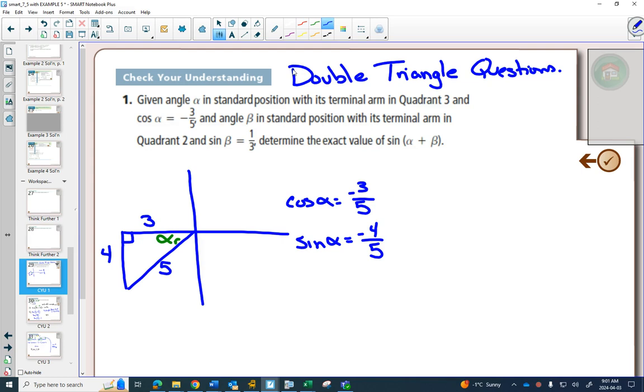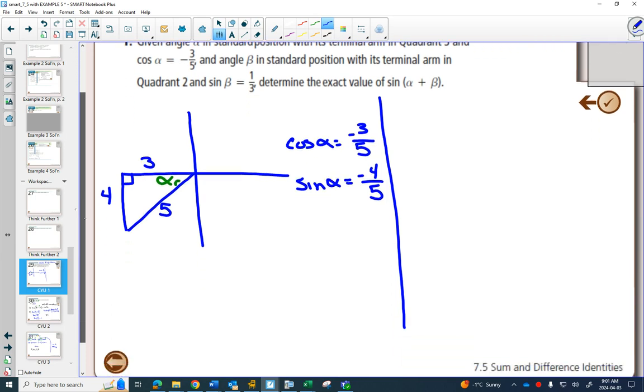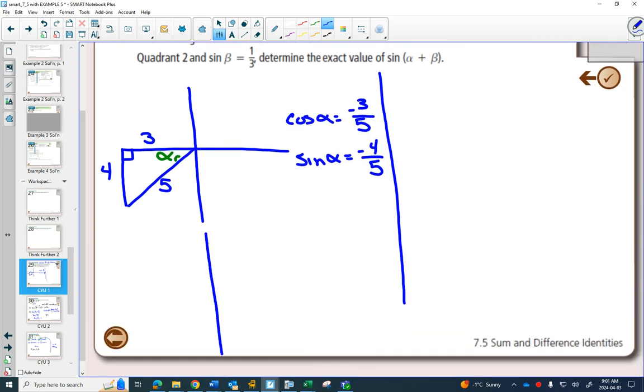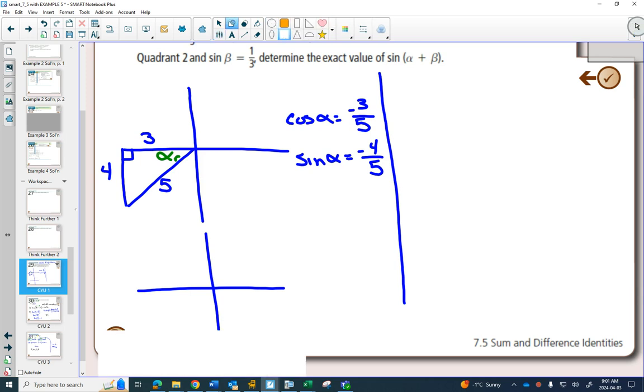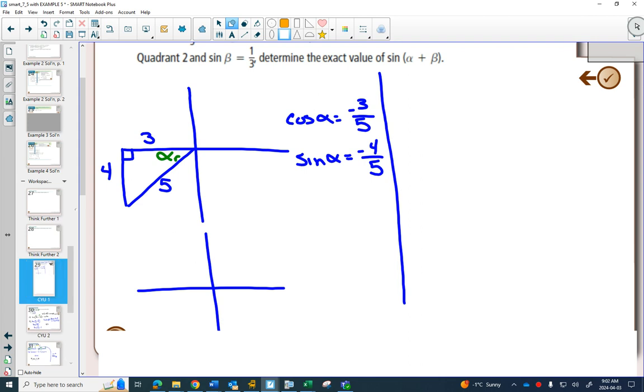Now, we're going to sort of split our page in half. So I'm going to leave some space on this side, and I'm going to draw my second triangle, my beta triangle, below. For my beta triangle, we're told that beta is in quadrant 2. So I draw an angle in quadrant 2. I can label my beta reference angle right there. And I'm told sine of beta, which is opposite over hypotenuse, is 1/3.